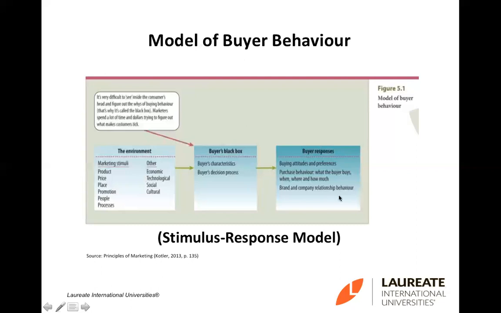Okay, now we can observe this one. So the two things that we can observe in this model are the environment and the response of the buyer. The buyer's black box is something that, if we do more thorough research, yes, we can understand, but it's not that easy. But we do know that the buyer's black box is affected by their characteristics or personality, the traits of the customers, and also the way they make decisions. So that's basically a simple model of buyer's behavior.